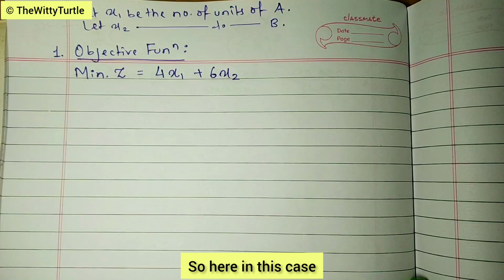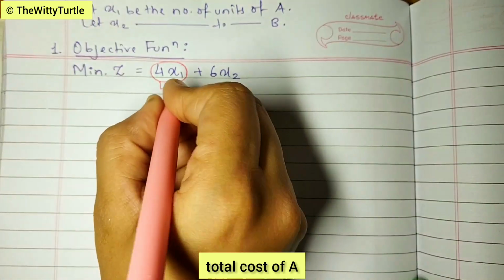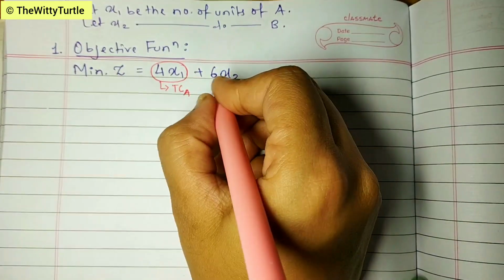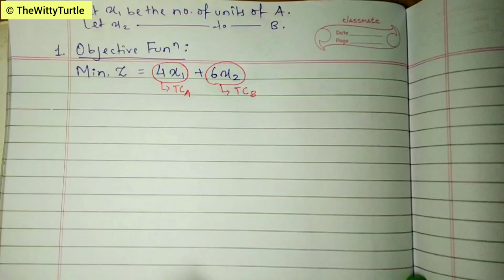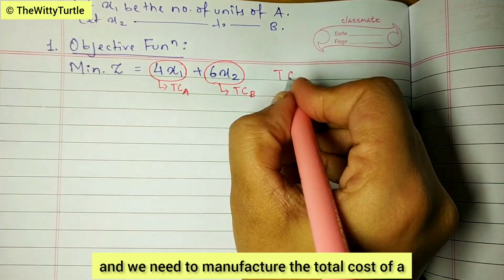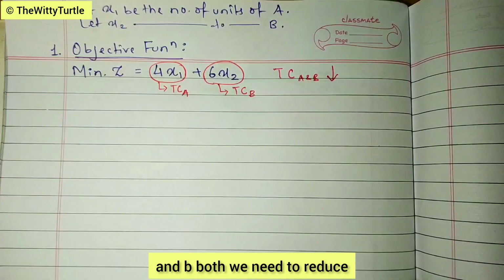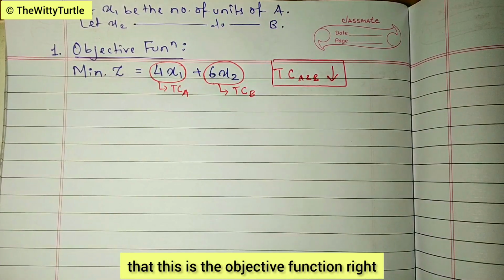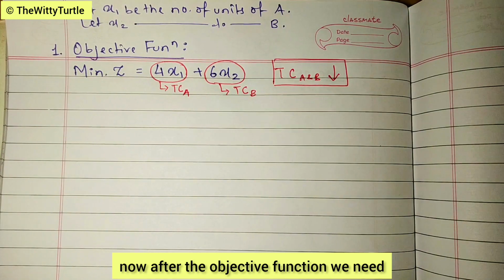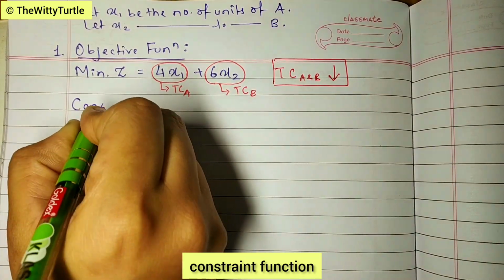So here in this case, we know that this is the total cost of A and this is the total cost of B. And we need to manufacture the total cost of A and B both. We need to reduce that. This is the objective function, right? Now, after the objective function, we need to talk about the constraint function.